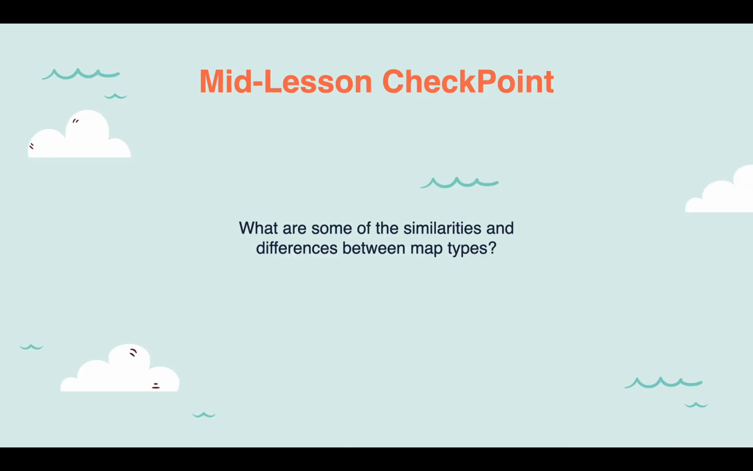So this is our mid-lesson checkpoint. So again, pause, answer the question, and then we will go over it. So what are some of the similarities and differences between map types?